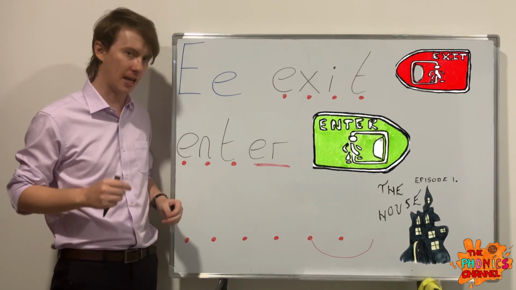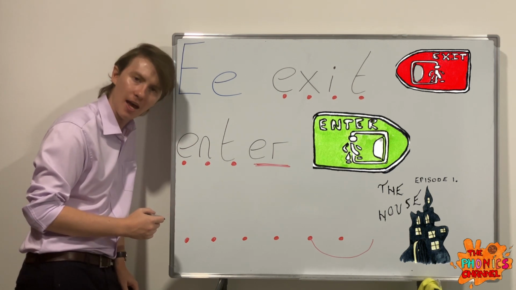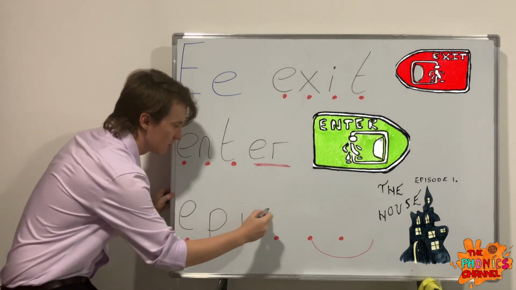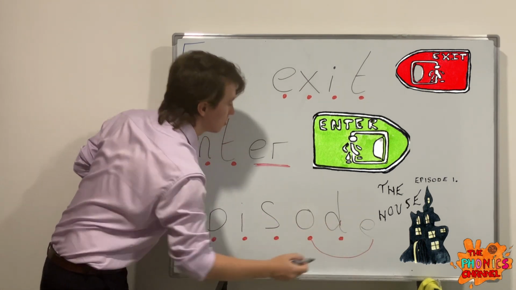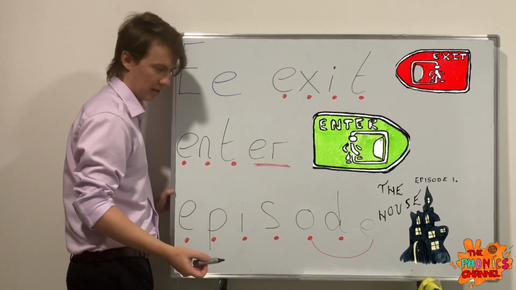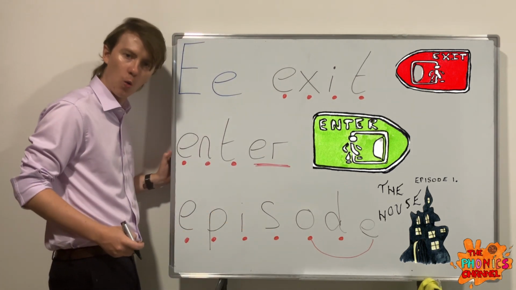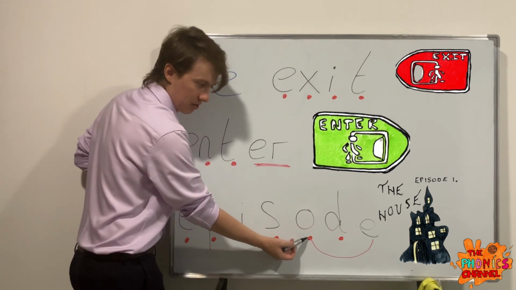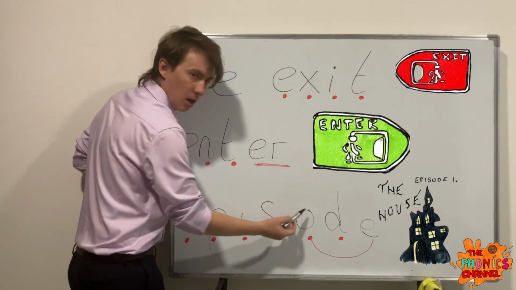Okay, next one we have is episode. Okay, a longer one here. Episode. Okay, and here we have a split digraph where the E is joining the O to make the O sound. So this is split digraph O, E, joining the O to make the O sound. And the last sound we're saying in this word is the D sound.